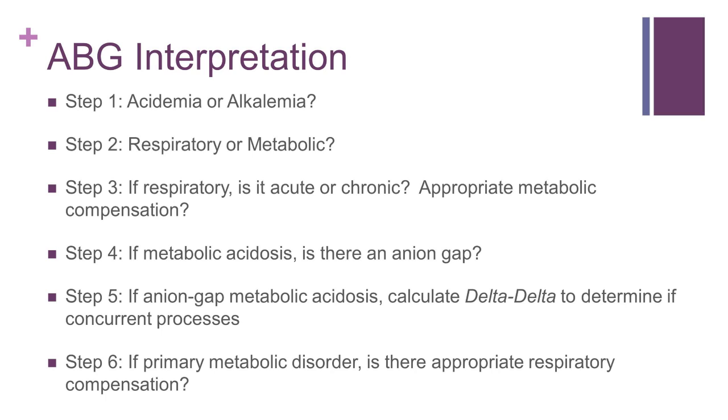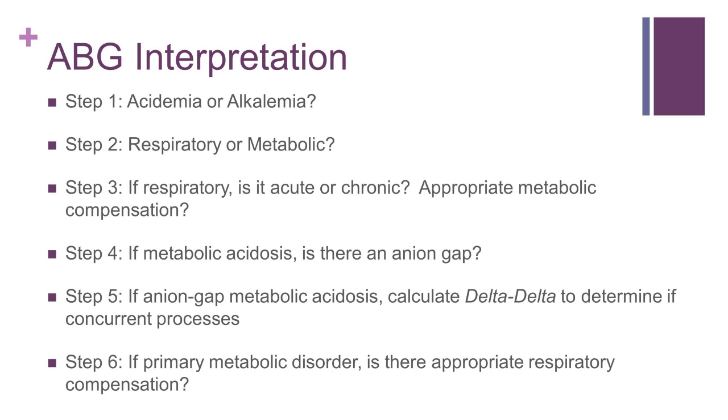Recall that the first step is to look at the pH and determine if the patient has an acidosis or alkalosis. The next step is then to look at the CO2 and bicarbonate levels and determine if the process is primarily respiratory or metabolic in nature. If it is a primary respiratory process, the next step is to assess if there is appropriate metabolic compensation. This can help clue us in as to whether or not this is an acute or chronic process.